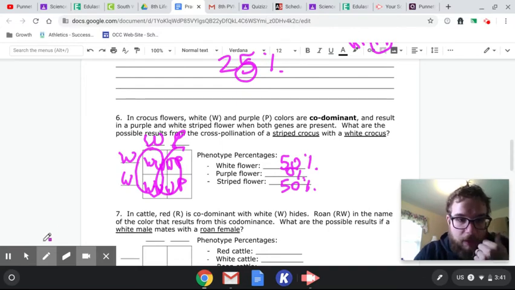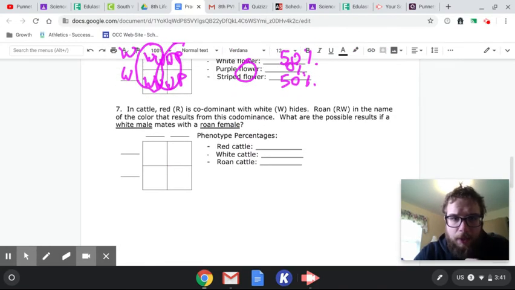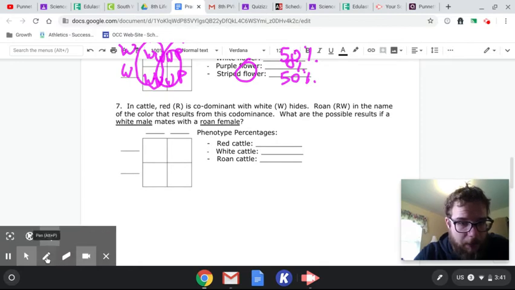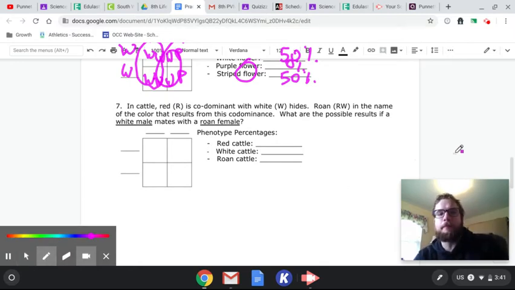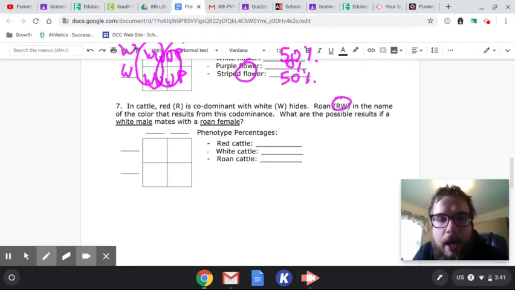All right, let's keep going to number 7. In cattle, red, big R, is codominant with white. Roan is the name for when you have a red and a white cow. And then what are the possible results for a white male and a roan female?